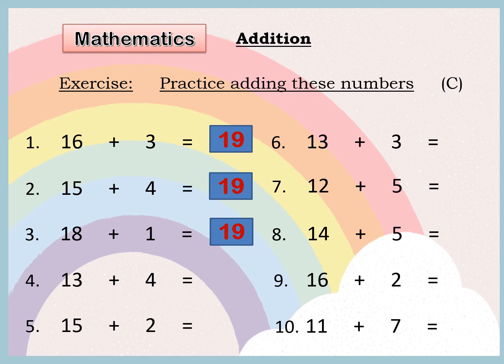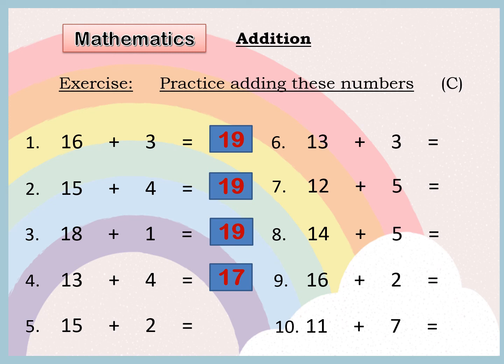Now, which digit is bigger? Is it 13 or 4? You're right. 13 is bigger than 4. So 13 on your head, 4 on your fingers. 13 and 4 is 13, 14, 15, 16, 17. So what's the answer? The answer is 17. Next, number 5, we have 15 plus 2.